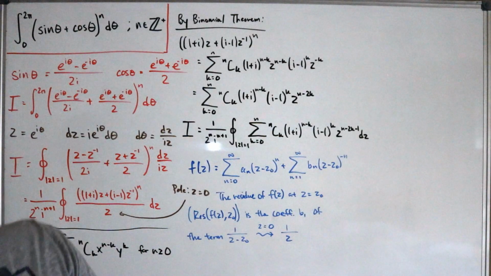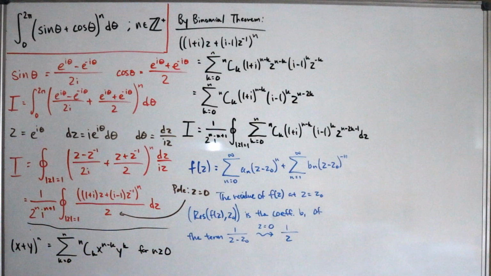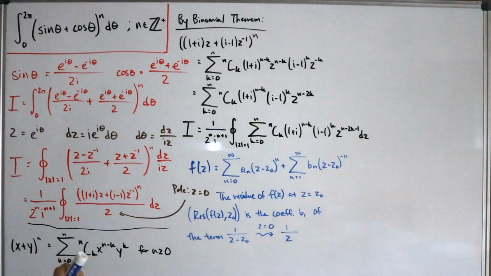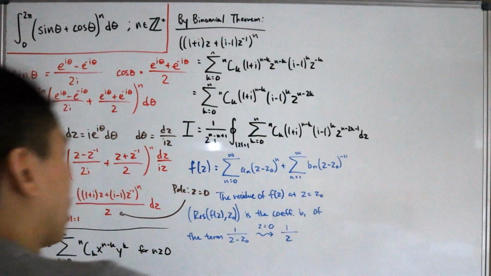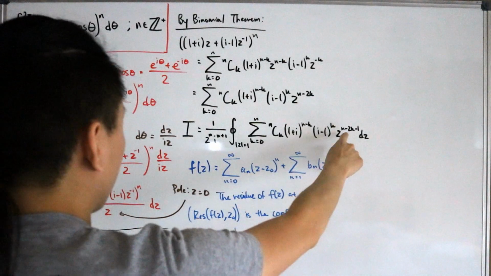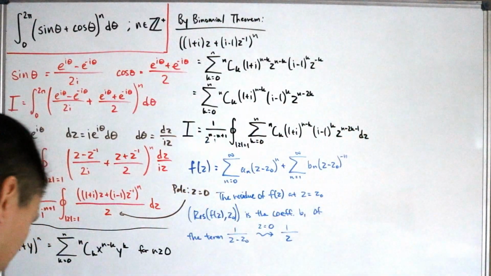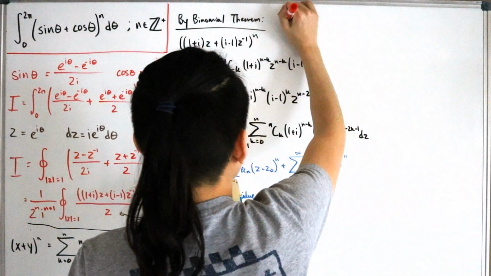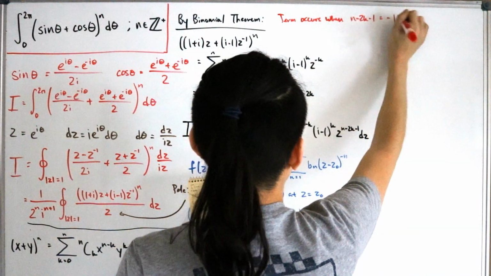Okay, so now we have to do a little bit of analysis. If we look at our f of z function from this contour integral over here, we know that the term occurs where n minus 2k minus 1 is going to equal -1. So let me write it like this: the term occurs when n minus 2k minus 1 is equal to -1.